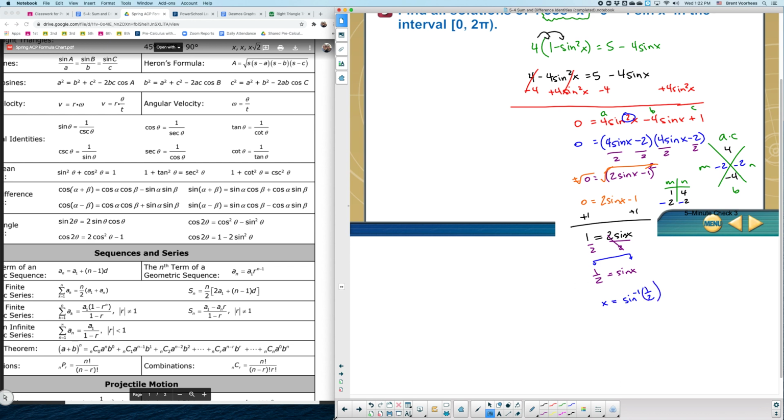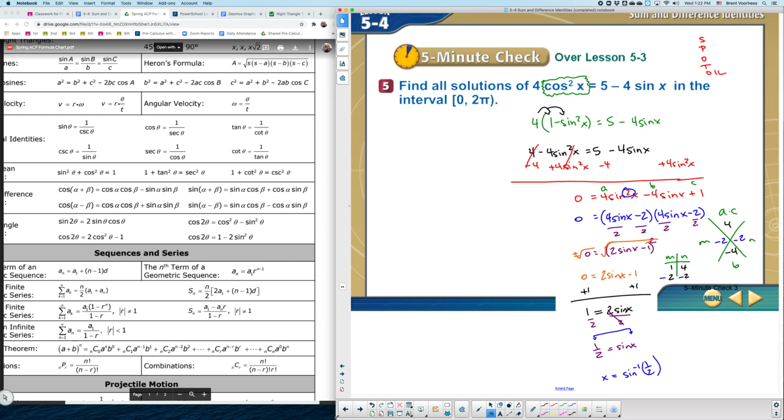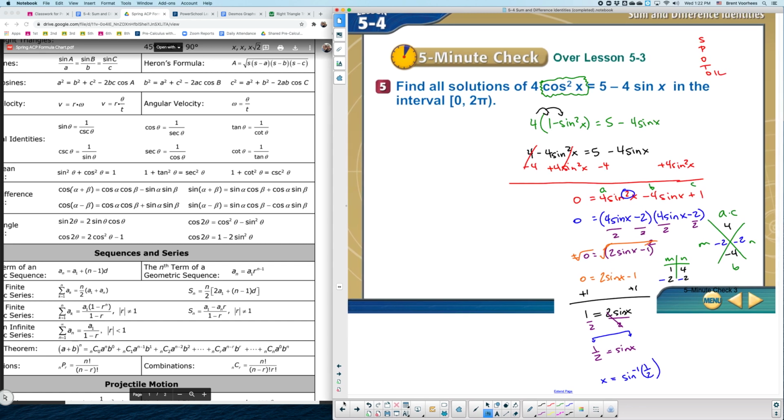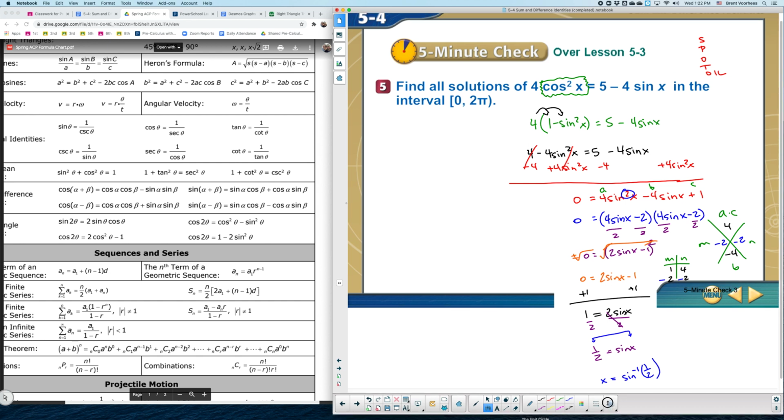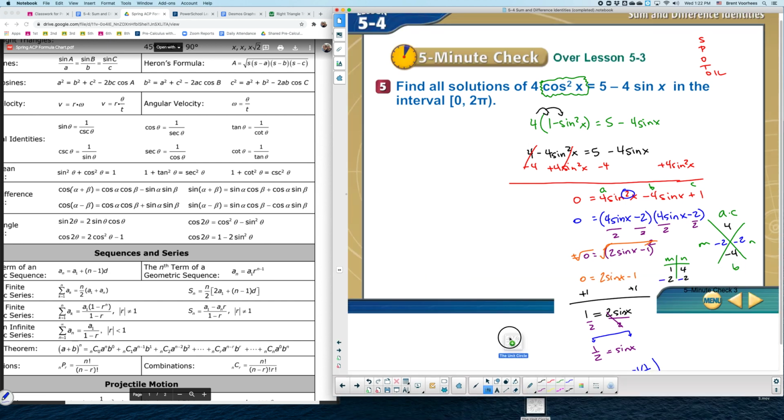Let's get a unit circle here. Let me find one. Hang on one second. There we go, finally.